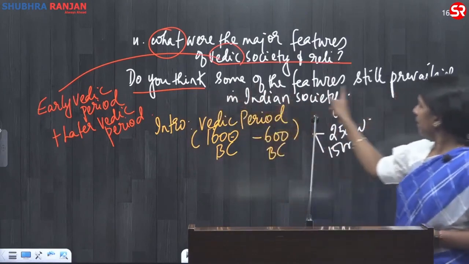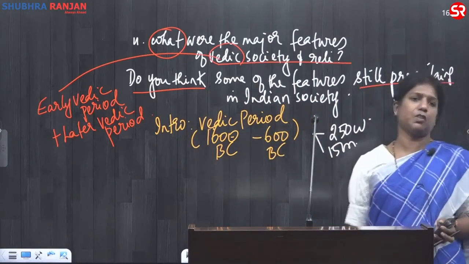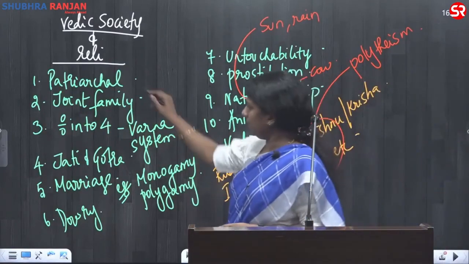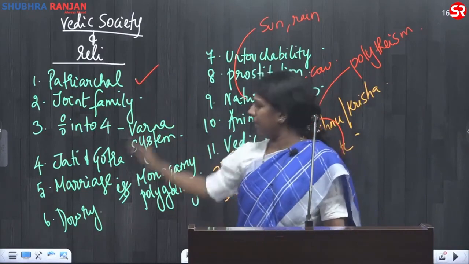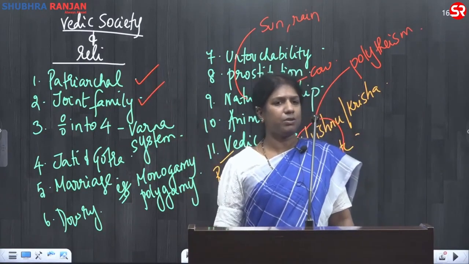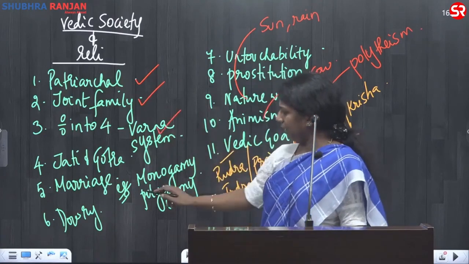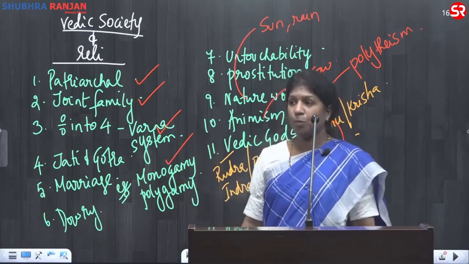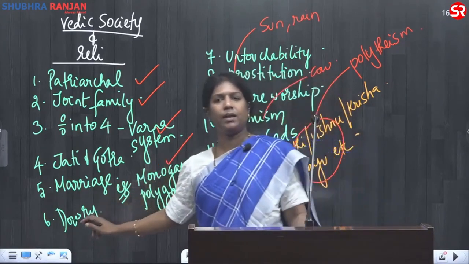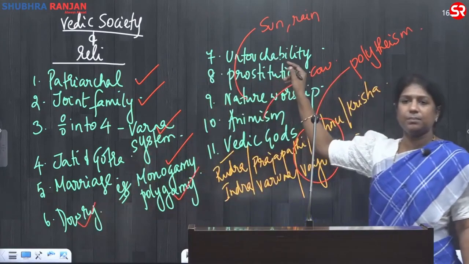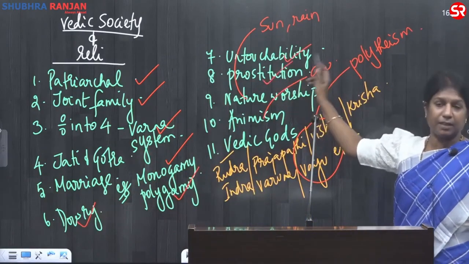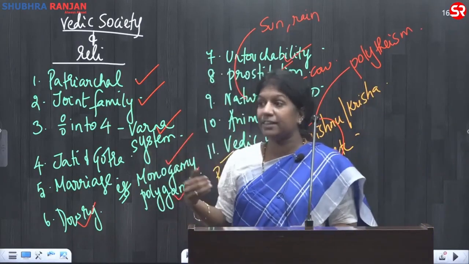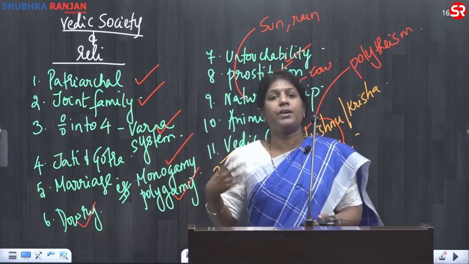Then, do you think some of the features are still prevalent in Indian society? Just have a look. Are we patriarchal today? Yes. Do we have a joint family system today? Yes. Do we practice Varna, Jati, Gotra? Is it there in Indian society? Yes. Is monogamous marriage there? Yes. Is polygamy there? Some tribal groups have polygamy. Is dowry there today? Yes. Is untouchability seen? Yes. Is prostitution there? Yes. See, the variety changes. Prostitution was not evil in the Vedic age, but today it is forced. It is evil.